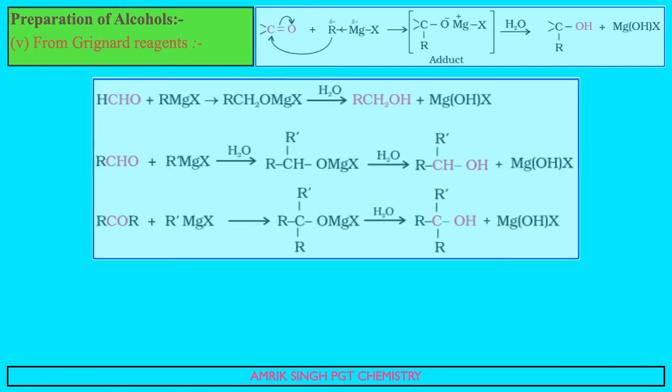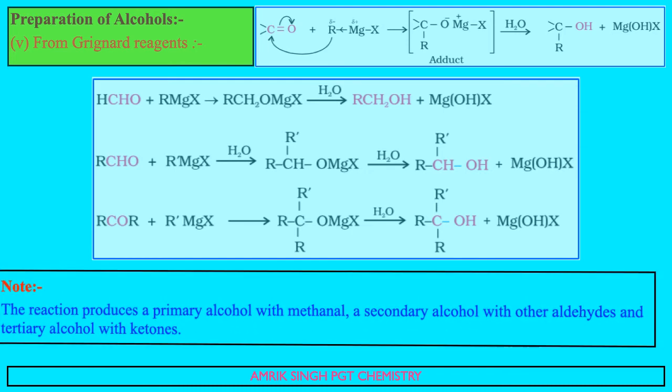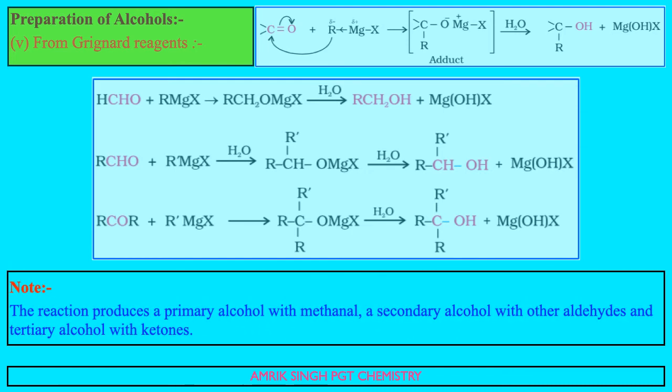Formaldehyde gives, as shown in the third slide, primary alcohol. Other aldehydes will give secondary alcohol, and all the ketones will give tertiary alcohols. Note, the reaction produces the primary alcohol with methanal, secondary alcohol with aldehyde, and tertiary alcohol with ketone, as told earlier.